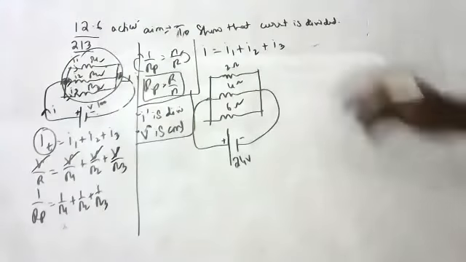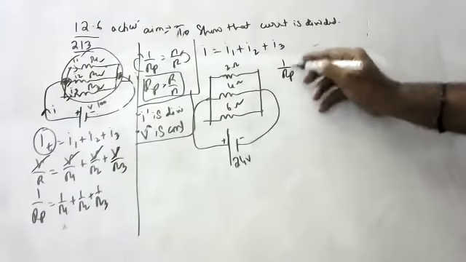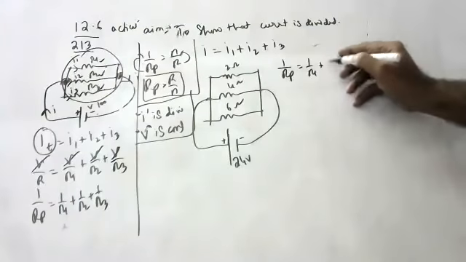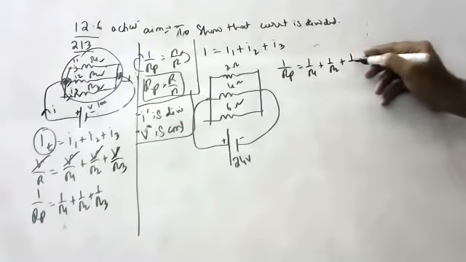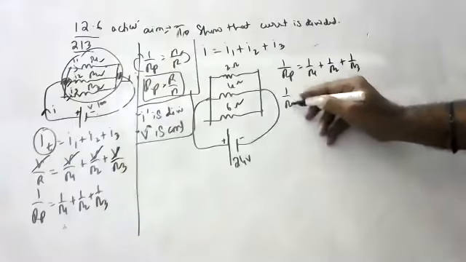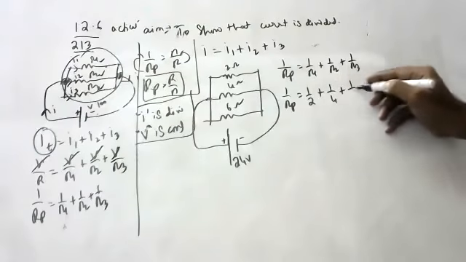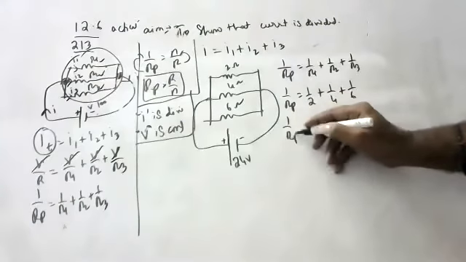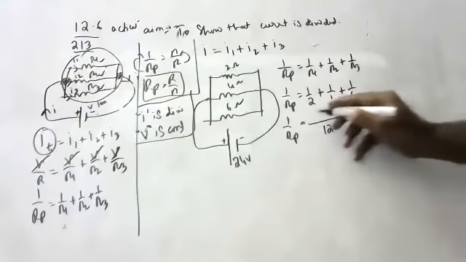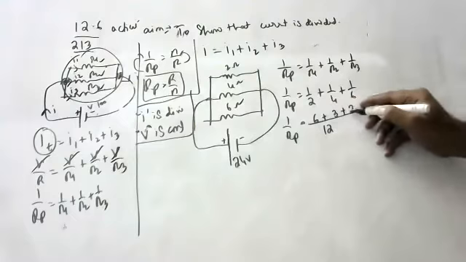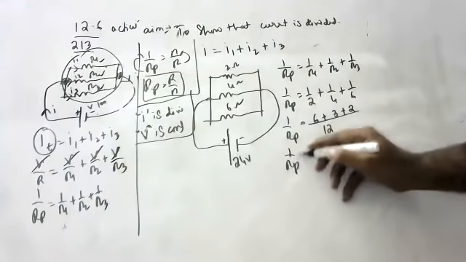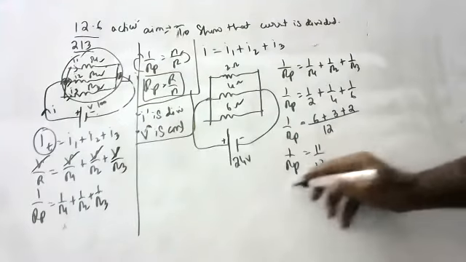Can anyone tell what the formula is for parallel connection? 1 by R is equal to 1 by R1 plus 1 by R2 plus 1 by R3. Can you help me, children? 1 by R is equal to 1 by 2 plus 1 by 4 plus 1 by 6. What is the LCM, children? 1 by R is 1 by 12, 6 plus 3 plus 2, 11. 1 by RP is equal to 11 by 12.